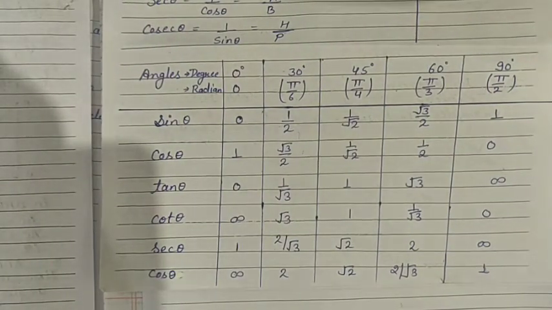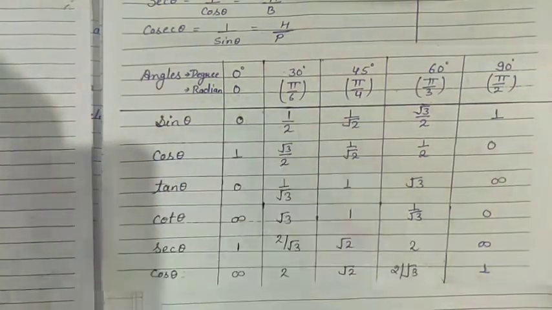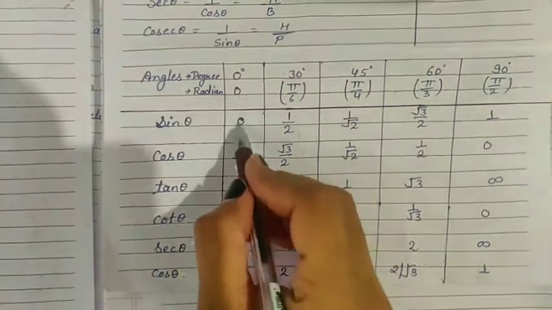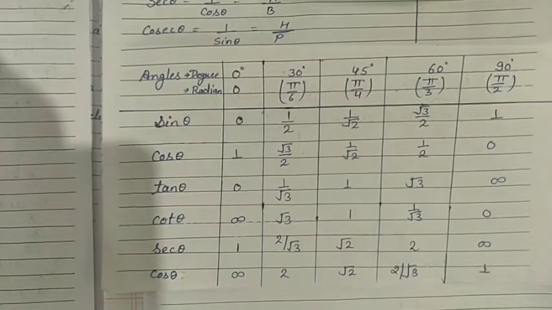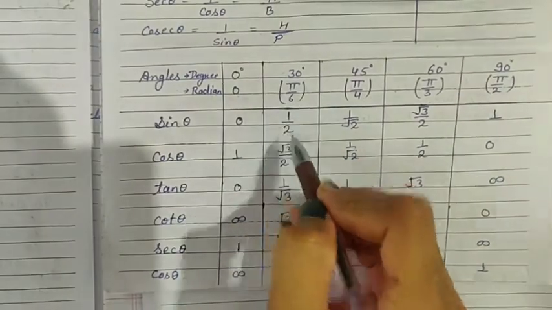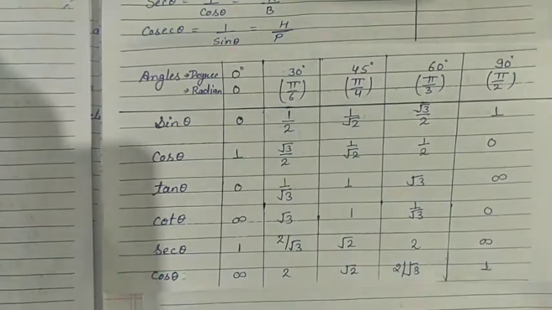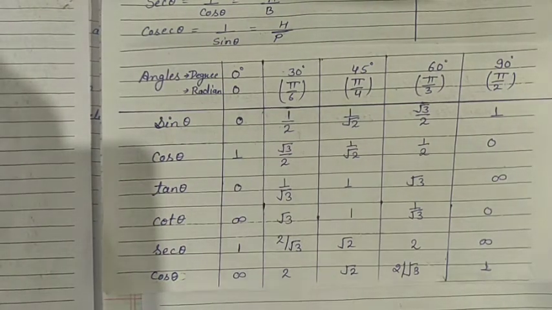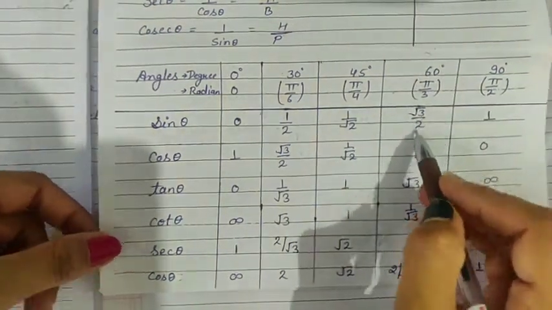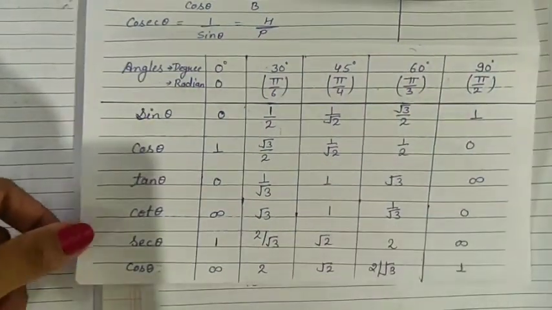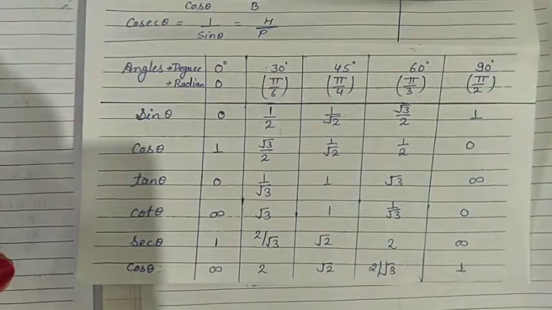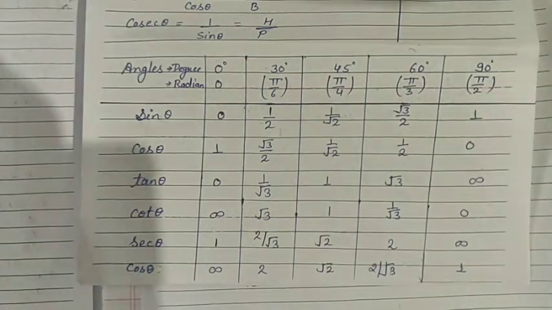Okay students, now what is the value of sin 0? That is equals to 0. Okay, and value of sin 30 is equals to 1 by 2. Value of sin 45 is equals to 1 upon under root 2. Value of sin 60, that is equals to under root 3 upon 2, and value of sin 90 degree is equals to 1.